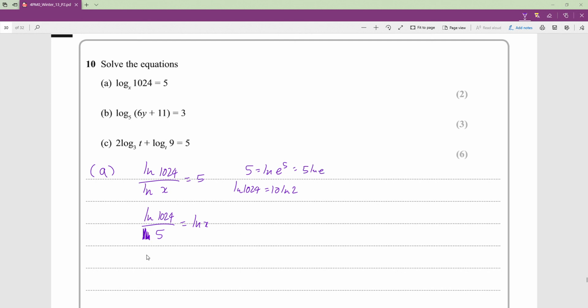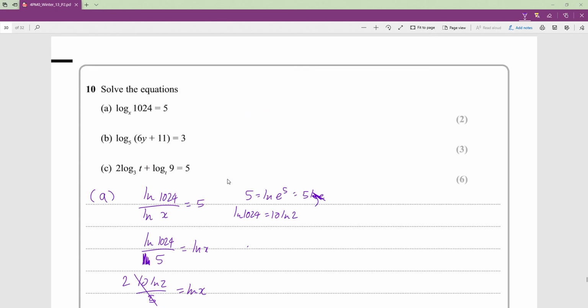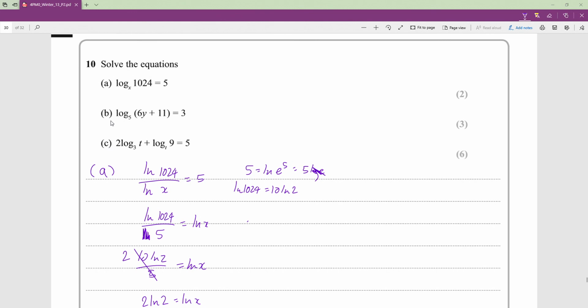So if this is 10 ln 2 over 5 is equal to ln x, we can cancel this fraction here to get 2 ln 2 is equal to ln x, or ln 4 is ln x. And finally, raising both sides to the power of e, we get x is equal to 4. Alright, so that one's quite straightforward. Now let's handle this. Log 5, 6y plus 11 is 3.